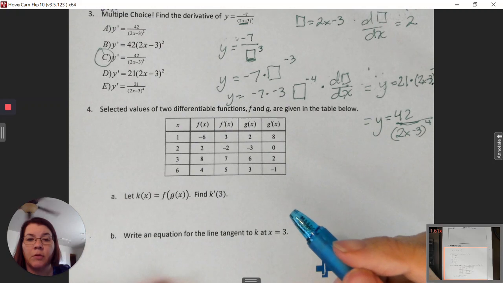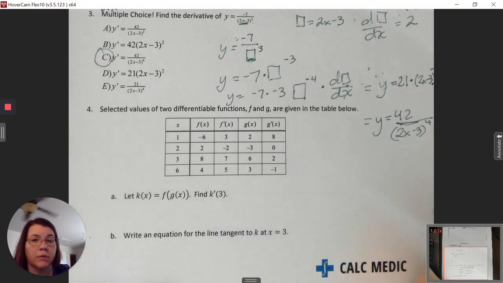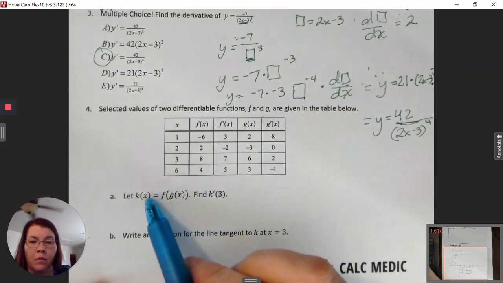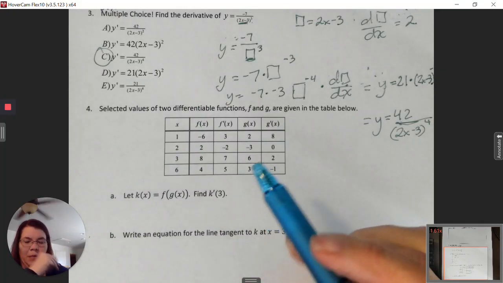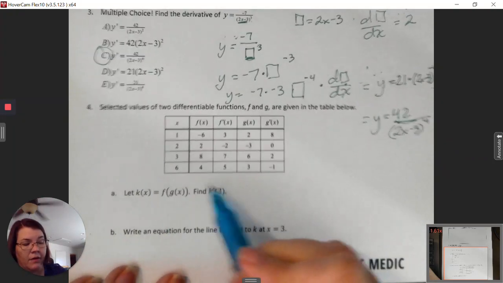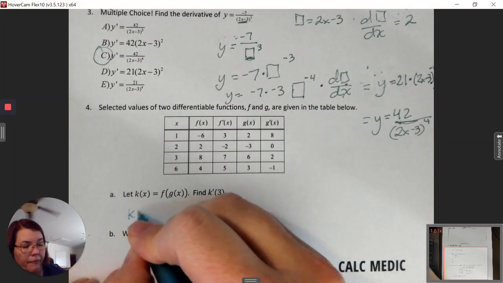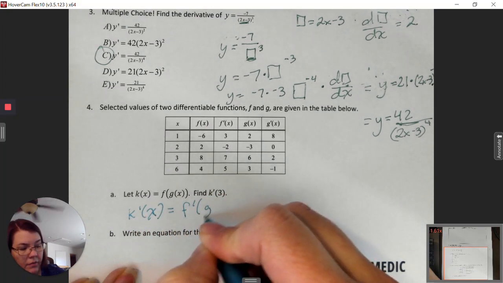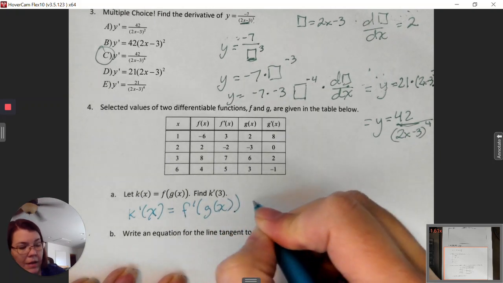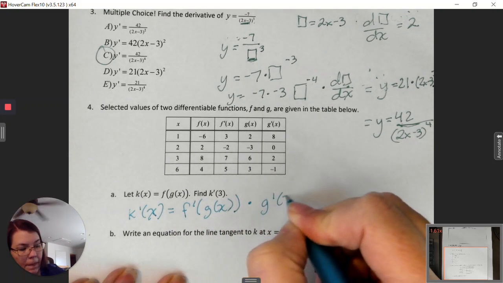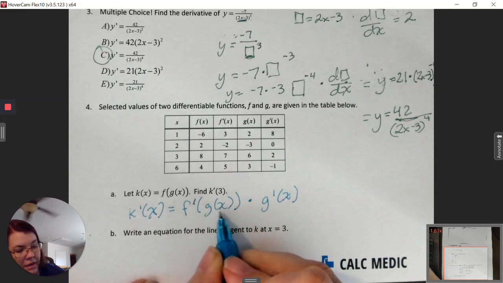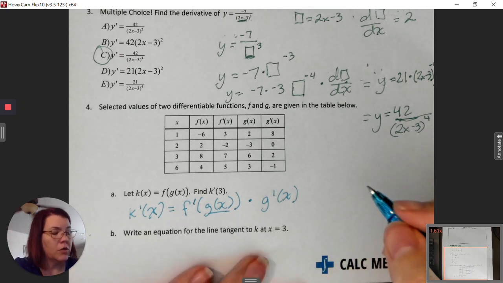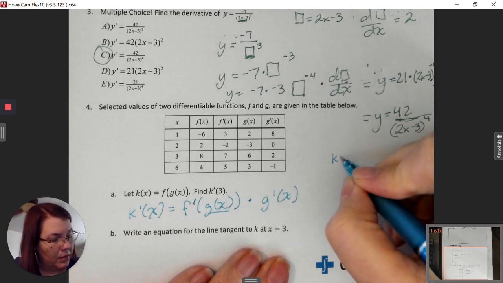Selected values of two differentiable functions are given in the table below. Let's see what's going on. So we've got f, f prime, g, g prime, and then we have k defined right here. So k of x is defined as f of g of x. Find k prime. So k prime of x is equal to the derivative of the outside times the derivative of the inside function. The inside function stays there, because that's going to be the key here. So we want to find k prime of 3.